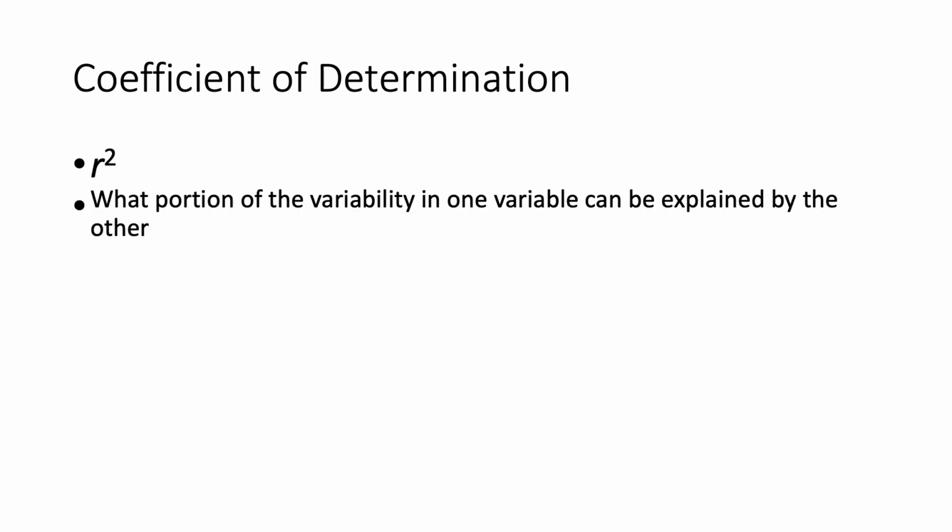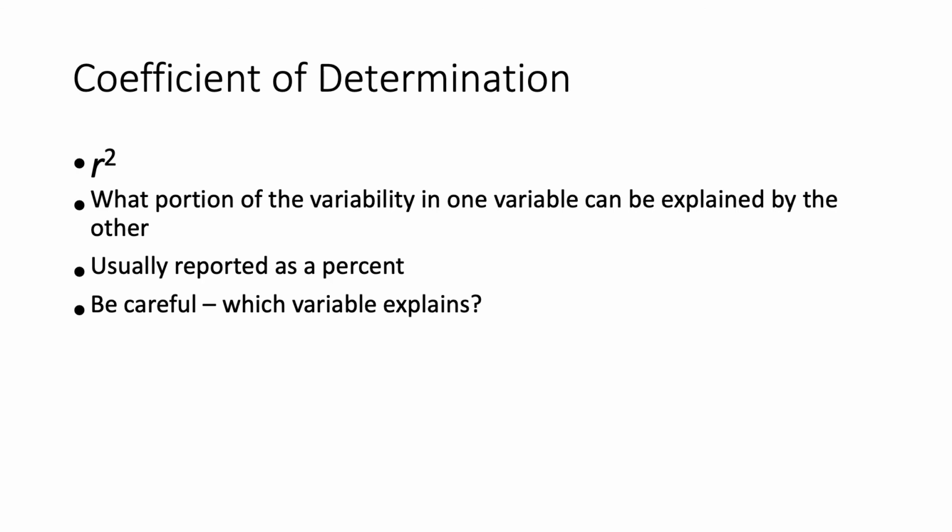So to wrap this up, the coefficient of determination is when you take the correlation and you square it. You take the Pearson r and you square it. And it tells you what portion of the variability in one variable can be explained by the other one. So what portion of y can be explained by x? We usually report it as a percent, and you must be careful which variable is accounting for or explaining the other one. And that should be based on the research that you do before you set up the study.